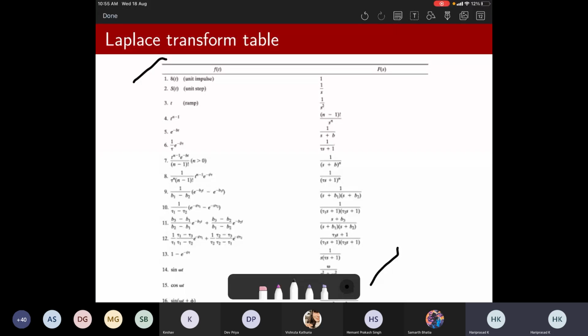Which means that somebody has already done all this calculation for you. For instance, for a unit impulse, the Laplace transform is 1. For a step, what do you mean by step? This is a step. For a step function, the Laplace transform is 1 by s. For a ramp function, what is a ramp function? Varying with respect to time.